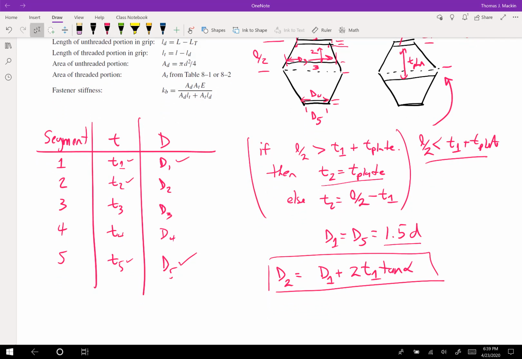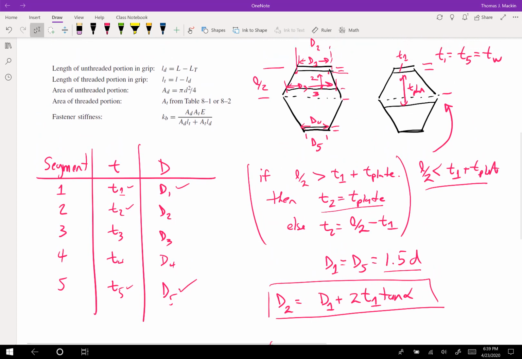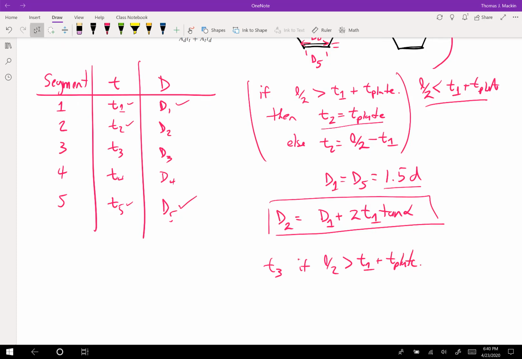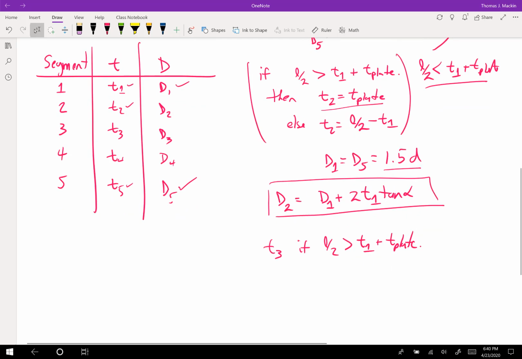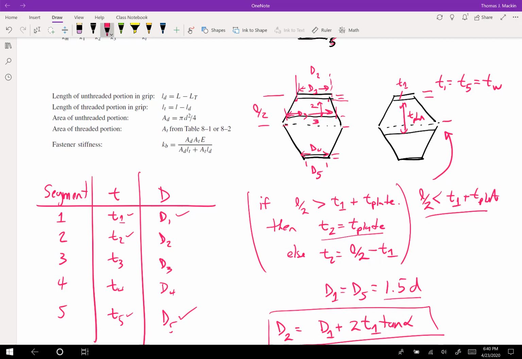Now, next up, we've got to figure out what is the thickness. We've got thickness of layer 1, thickness of layer 2. What is the thickness of layer 3? So if you look at this drawing up here, if L/2 exceeds the thickness of the washer layer plus the thickness of the plate, T1 plus T plate, then T3 is just equal to L/2 minus T1 minus T plate. It leaves that distance right here. That's L/2 minus those thicknesses.